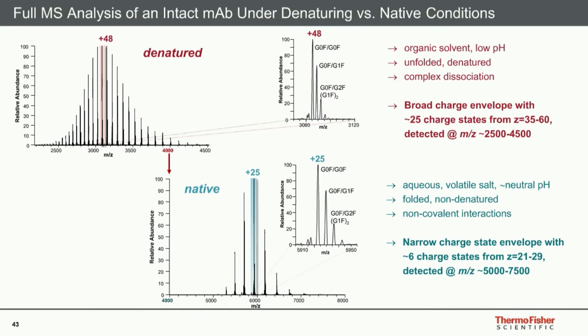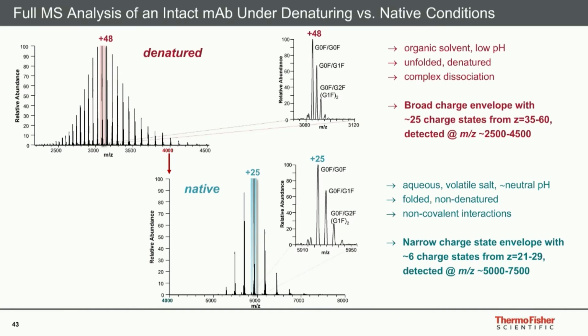When we run the very same protein under native conditions, so we do not expose them to any organic solvents and we keep a near neutral pH, using volatile salts, then the proteins are kept more happily. They don't unfold, they keep their three-dimensional structures. That means they cannot accept so many protons. As a result, on the mass spec level, we see lower charge states and also fewer of them.